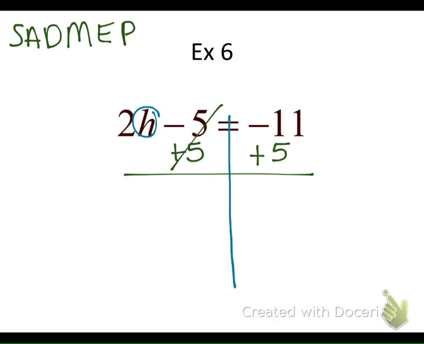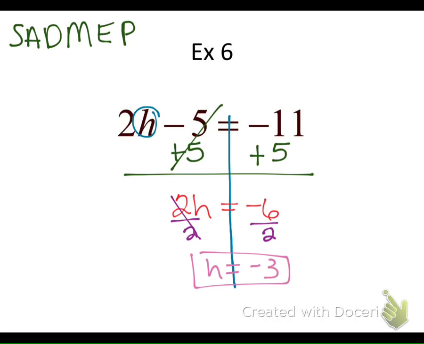Left side cancels. And I bring down what now? What do I have remaining on my left side here? Not just H, but 2H. My equal sign, and then my right side, what's -11 plus 5? -6. And then you guys are back to what you're used to. One-step equation. How do I get the H by itself? Divide each side by 2. 2's cancel. Bring down my variable H. And then what's -6 divided by 2? -3. Nice job.